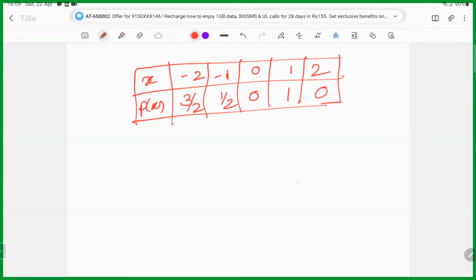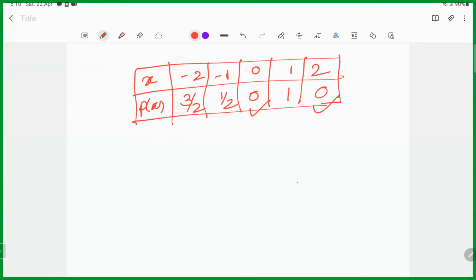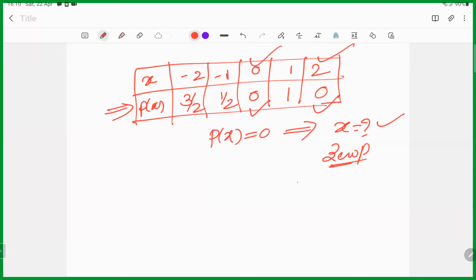So here, how many zeros are there? There are three zeros, sir. Three zeros? I think two zeros, sir. Yeah, so what is the value of zero? One is zero, another is two, sir. Yes. So basically, we need to see p of x equal to zero, and take the corresponding x value. This is the zero of the polynomial. Where p of x is zero, we take the corresponding x value. Those are the zeros of the polynomial. Okay, clear? Yes, sir.